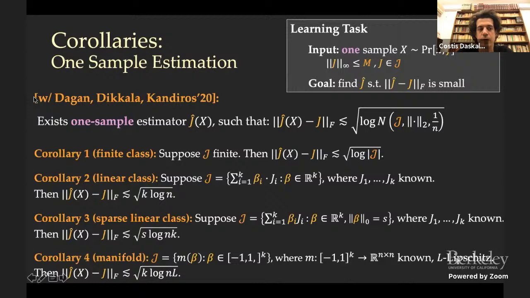Again, I'm given a single sample from this model, and I want to understand what type of error I can attain estimating the interaction matrix given this single sample and something about the candidate, the possible interaction matrices that this model is coming from.